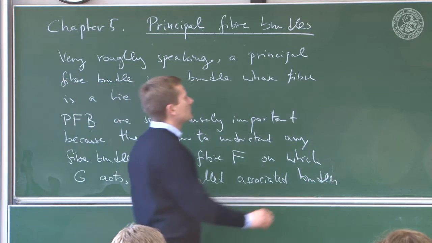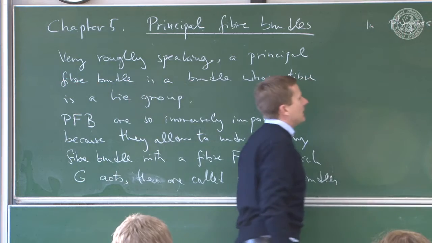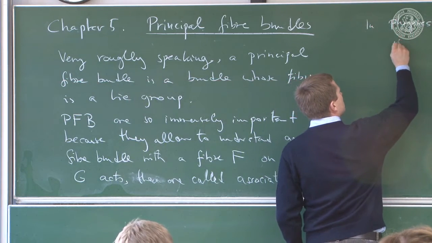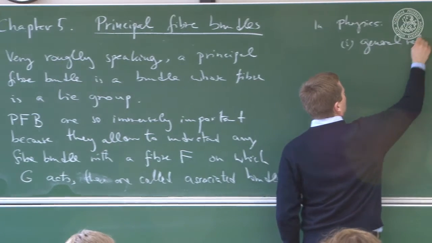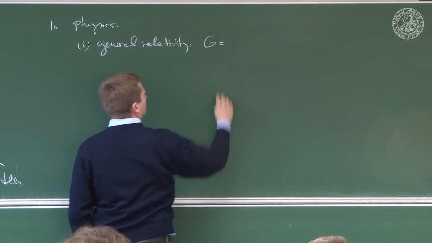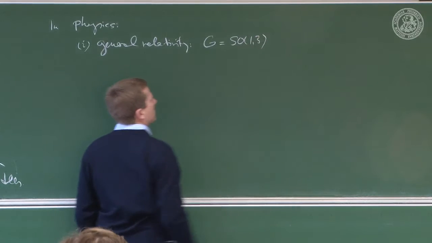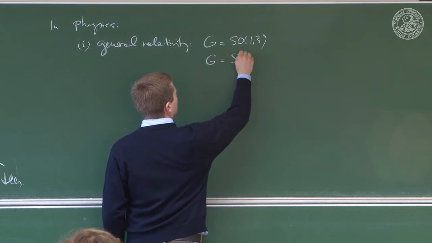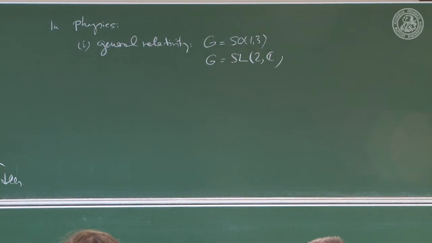And in physics, fiber bundles are really ubiquitous. They appear everywhere. To just mention a few examples, for instance, in general relativity, they appear, and the fiber is given by the SO(1,3) Lorentz group, or if you consider spinors, by SL(2,C), which is the double cover of SO(1,3).